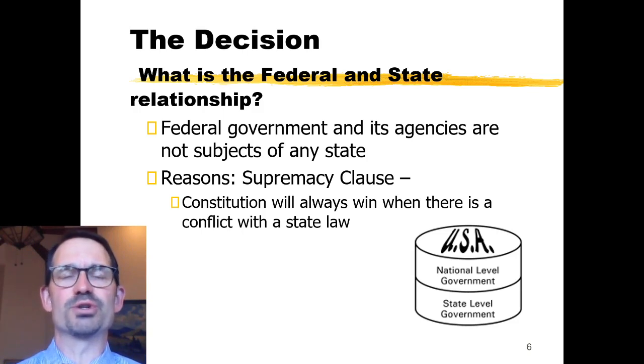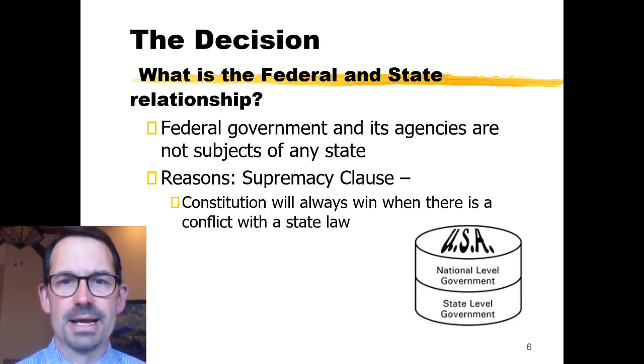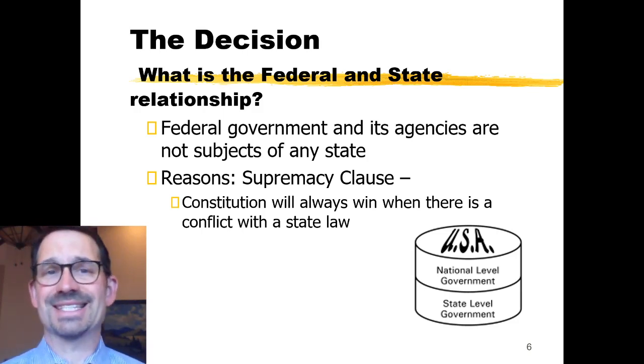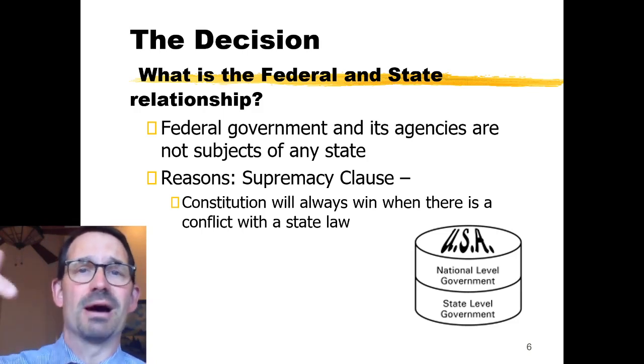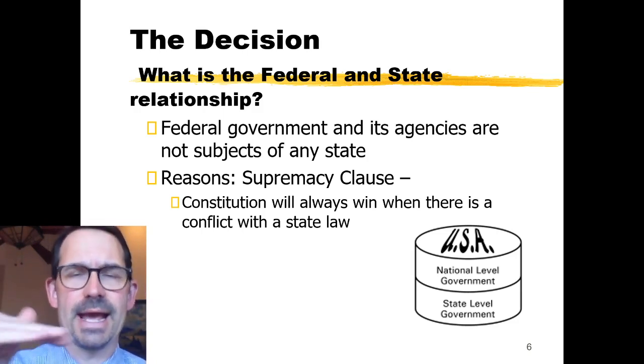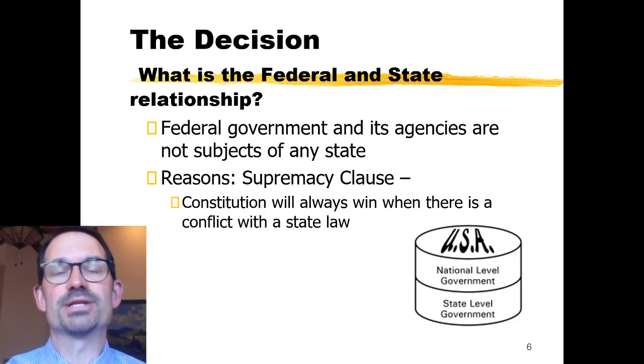They don't have to listen to them. So the state of Maryland could not tax the national bank. The Constitution's always going to win if there's a conflict with a state law, as long as it's constitutional. This was the last lesson. This is the supremacy clause. For all intents and purposes here, Maryland was trying to nullify the bank. Can't do that.